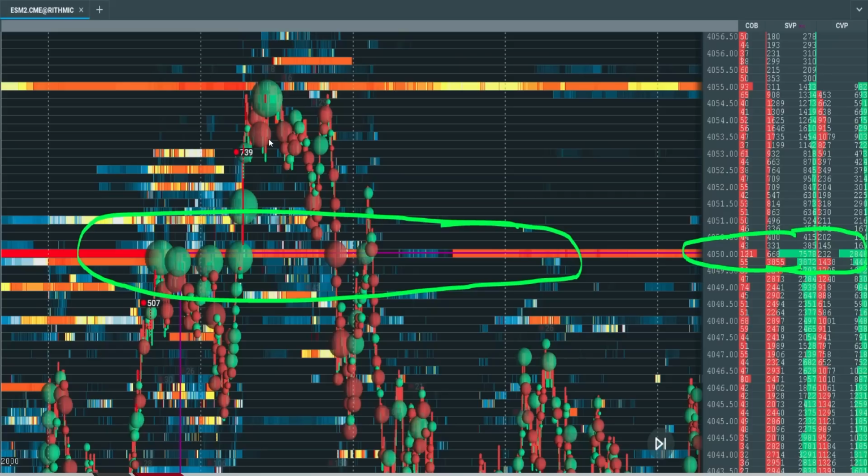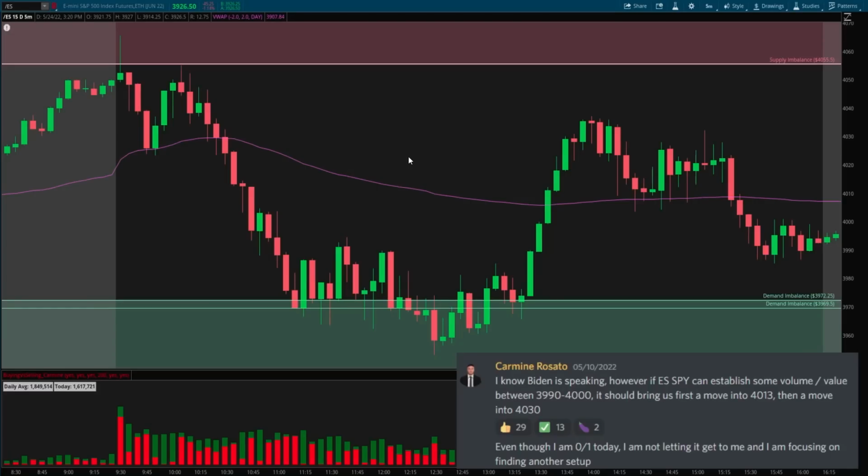This level got tested, and I really should have been looking for ways to get short instead of long, but I reviewed it, and now I know and I'm prepared for a future trade at some point in the future. Okay, here's your setup. I don't have a recording for it. However, this was in the Discord. This was an intraday commentary. This is basically where I update my thought process throughout the day.